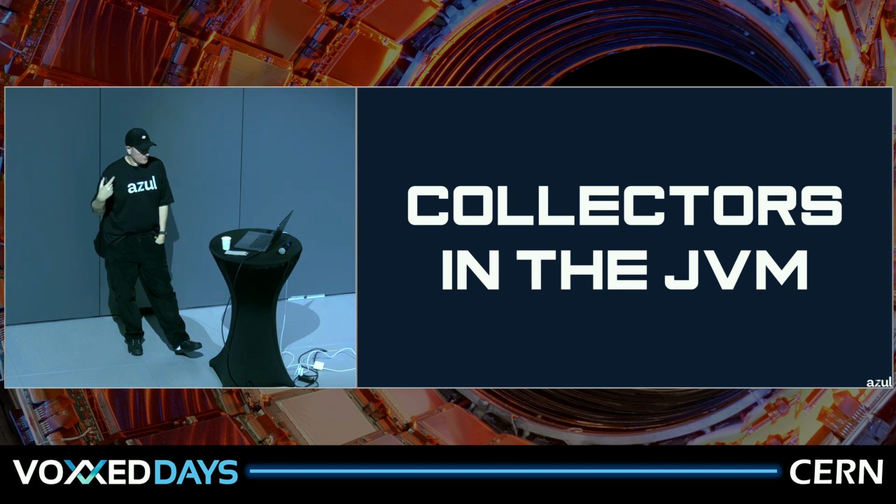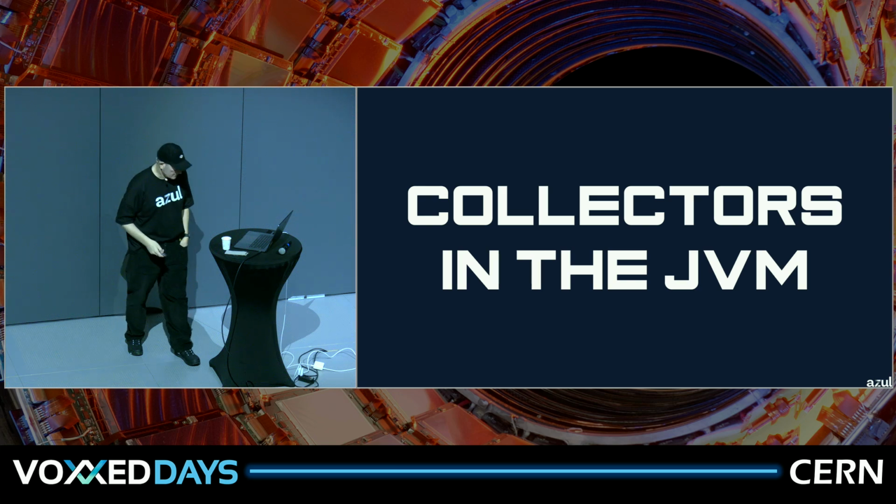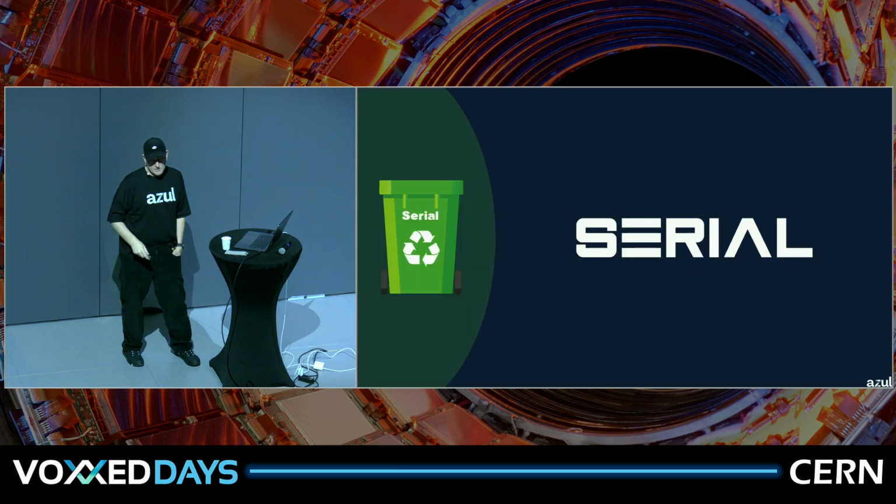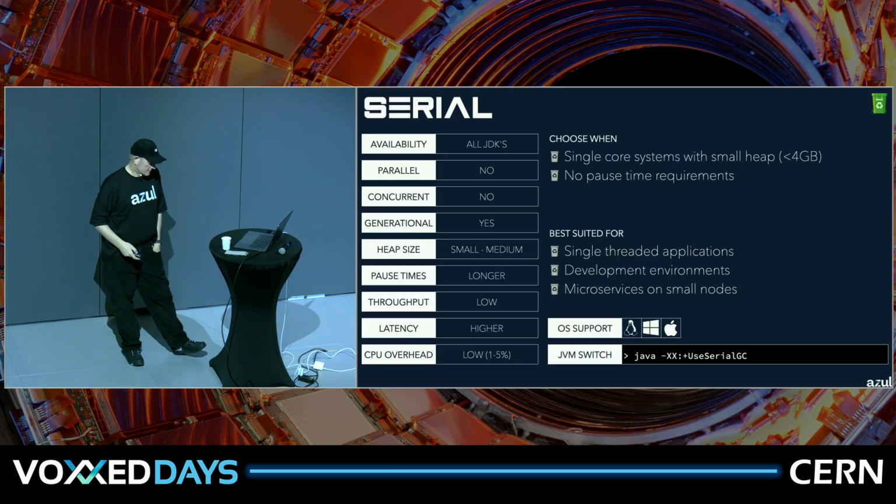Now we take a look at the collectors on the JVM, and if I say JVM, I mean OpenJDK. Is someone on OpenJ9 or J9 here? Because they have different collectors. Very similar, but different. We start with the oldest one, which is the so-called serial collector.